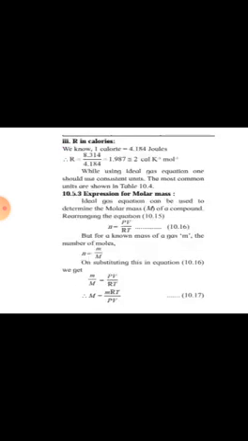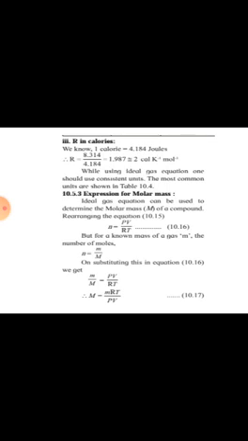Now we will find R in calorie. We know that 1 calorie is equal to 4.184 joule. So R is equal to 8.314 divided by 4.184, that is 1.987, approximately 2 calorie per Kelvin per mole. While using the ideal gas equation, one should consider the units. The most common units are given in the table.